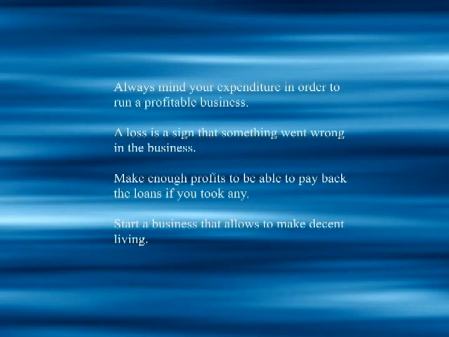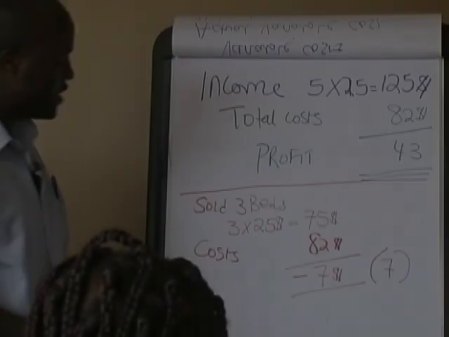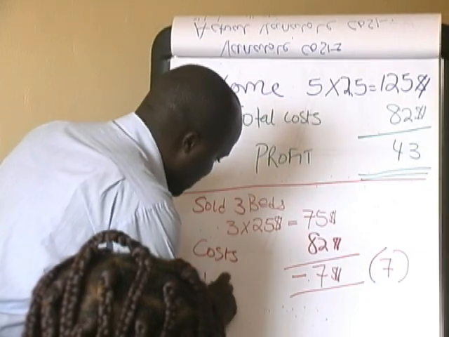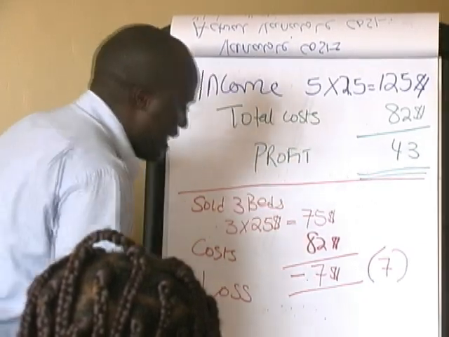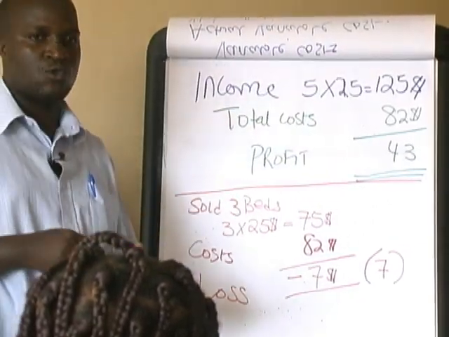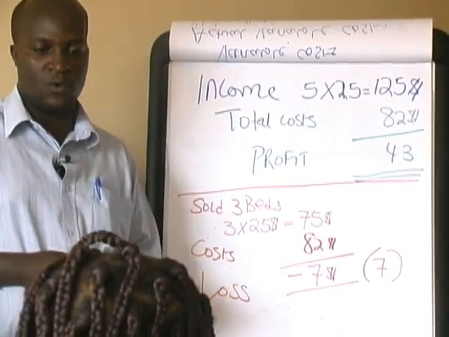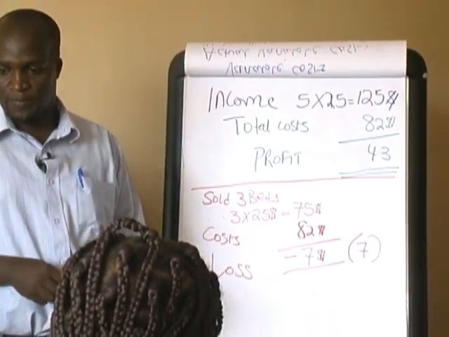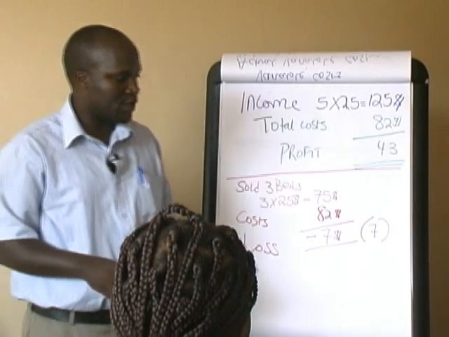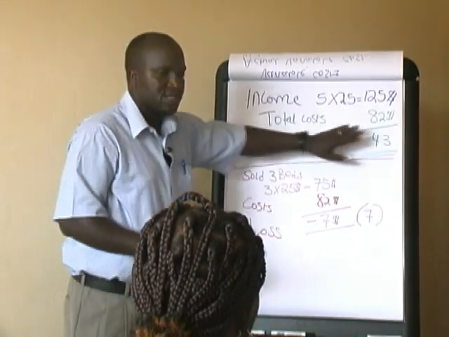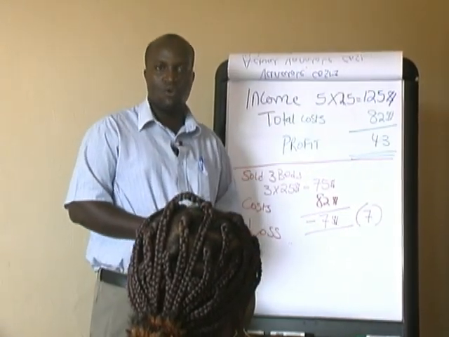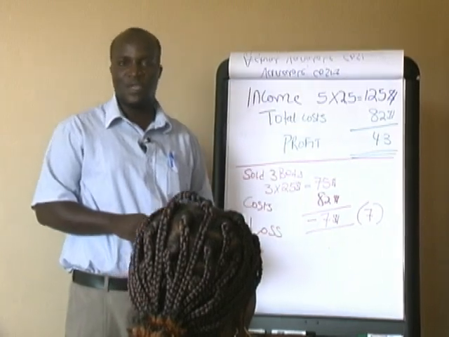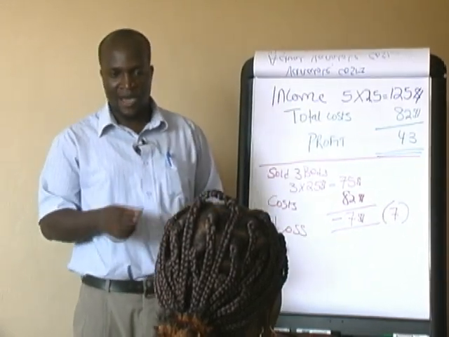In mathematics, a loss can be written as a negative, or sometimes as a bracket 7, meaning that he had a negative of 7. So this is what would be termed a loss. And if you continue to have a loss continuously, you probably could not survive in the long run. So what we have to find out is that I have made some profits, yes, but you need to know, when do you make the profits? When are you able to get enough profits?